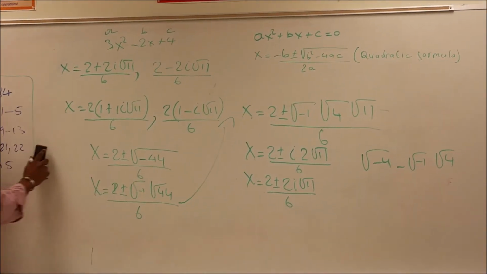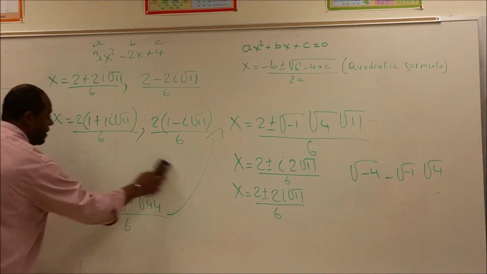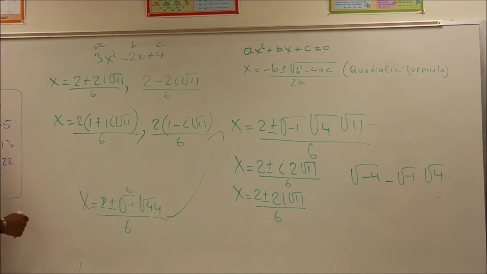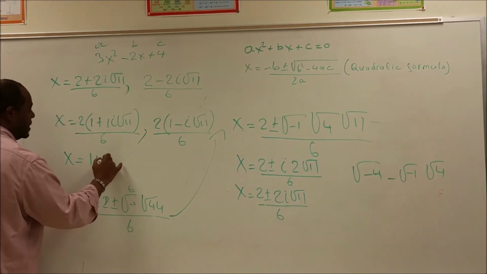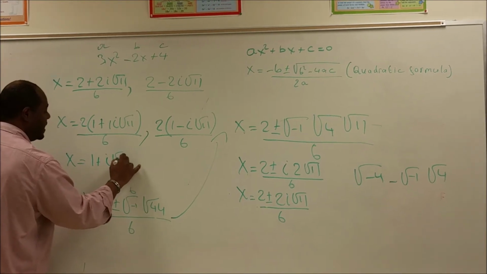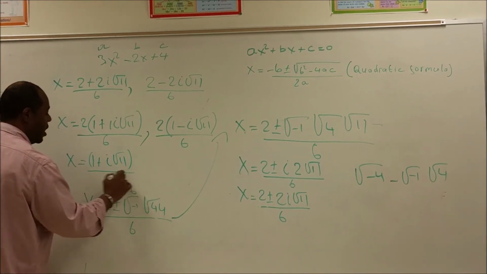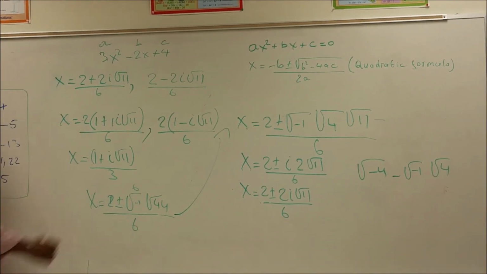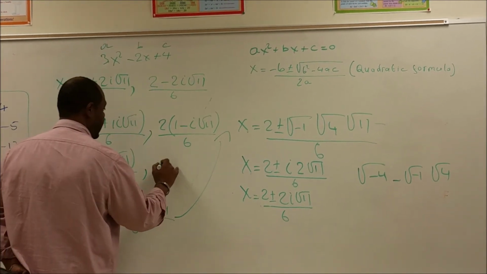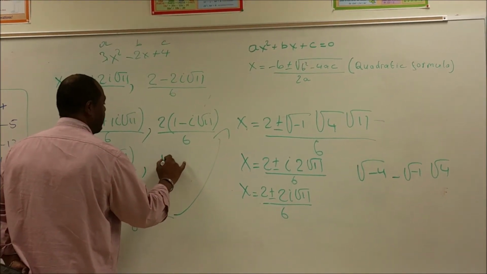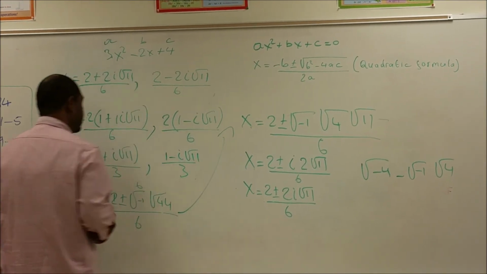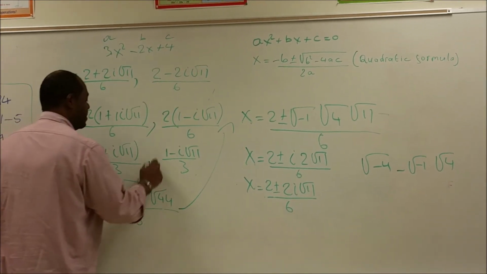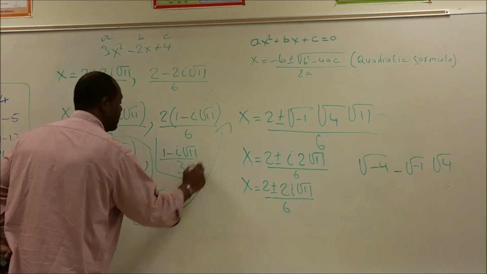Then I erase this side here. Yes. So my final answer will be, if I simplify this 2 and 6, it will be what? x is equal to 1 plus i square root of 11 over 3. And then this side here will be the same thing. 1 minus i square root of 11 over 3. So those are my answers. That's a lot for this.